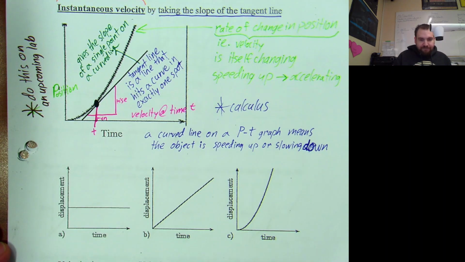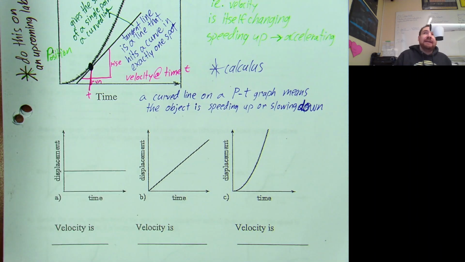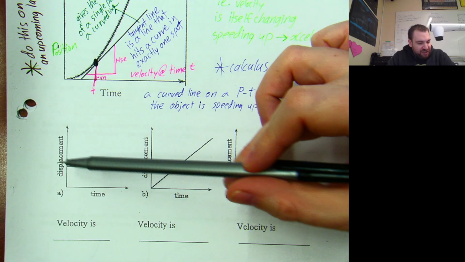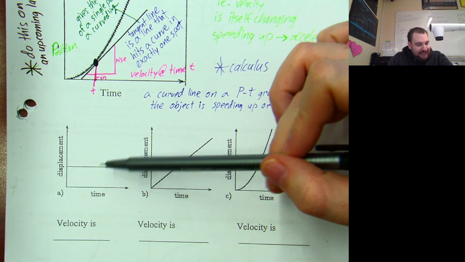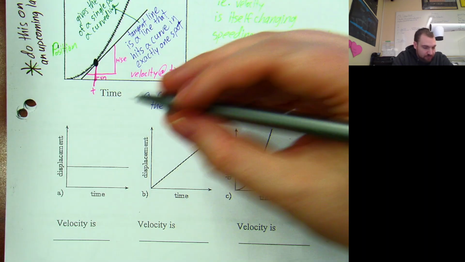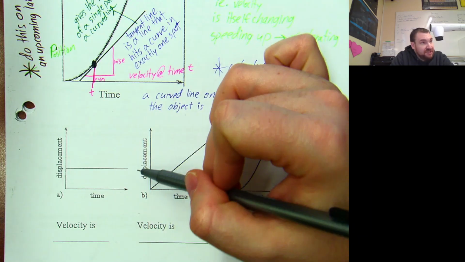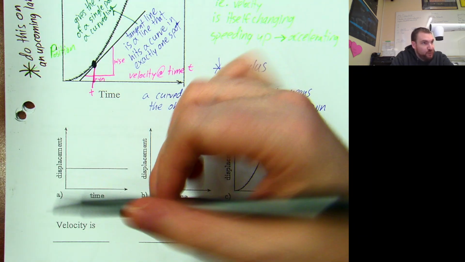Okay, so on a displacement or position time graph, if I give you a line like this, what's the velocity? How do you know? Because it's not moving upward, and time is just continuing while the point stays still. That's one way to look at it.